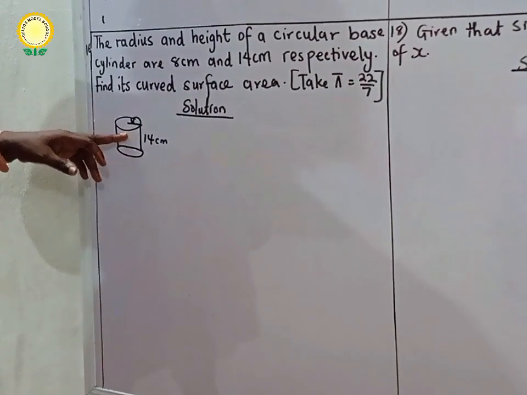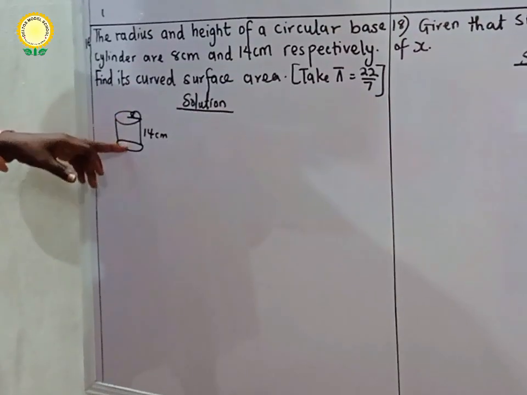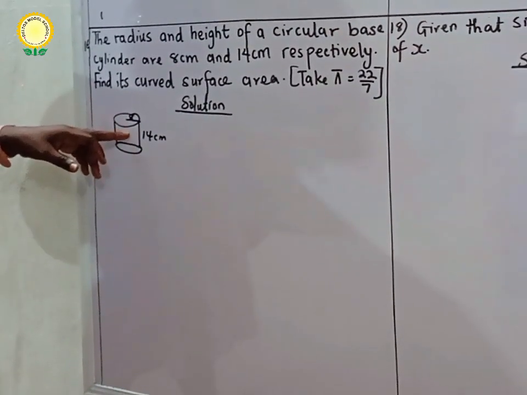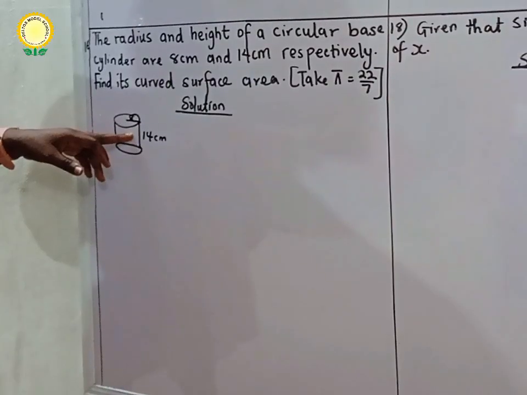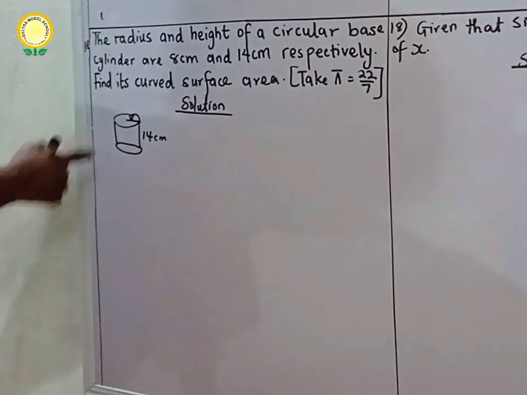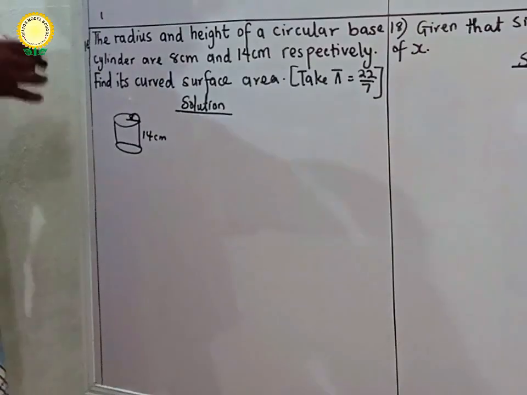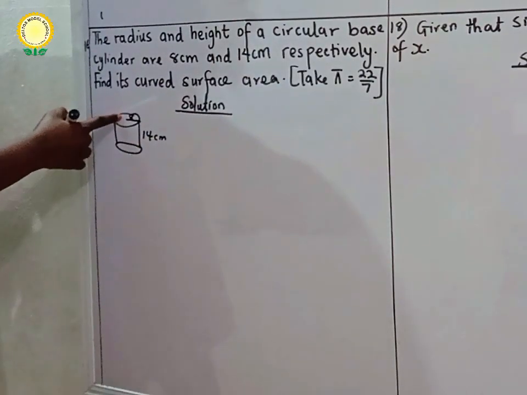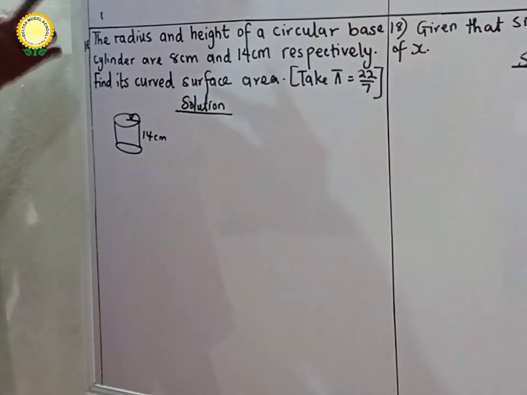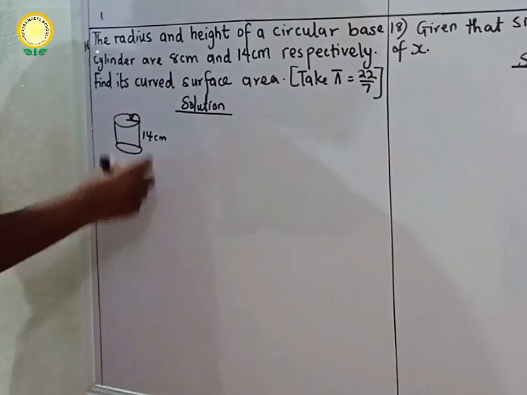That will be pi r squared times 2. 2 pi r squared plus 2 pi r h. Is that okay? But because we are finding only this part, the curved surface, we are going to remove the 2 pi r squared. That is the surface area of this circle and this circle both. But we don't need it. We are asked to find only the curved surface area.